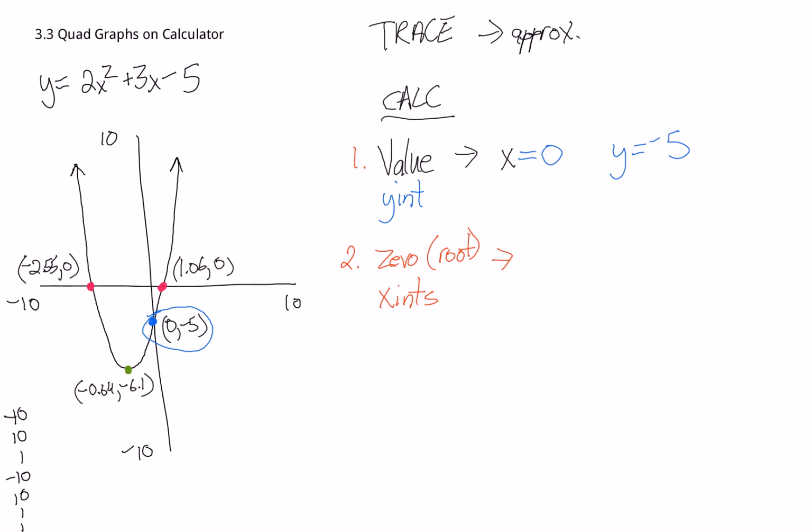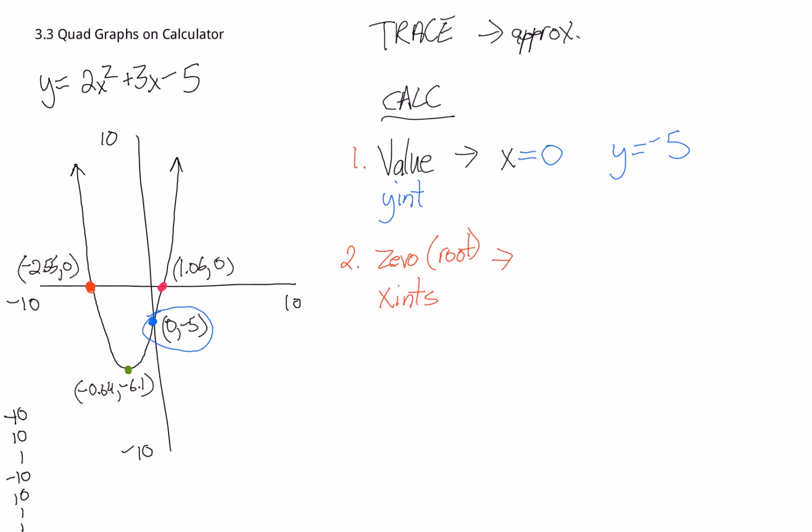So pick zero, and your calculator does a little bit of a weird thing. It asks for a left boundary. What that means is you have to tell the calculator which zero you want. So you have to tell it the left and the right boundary of each zero. So let's do the first one. Our first zero, let's go over to the left part of the graph here. We're looking for this one that's roughly at negative 2.55.